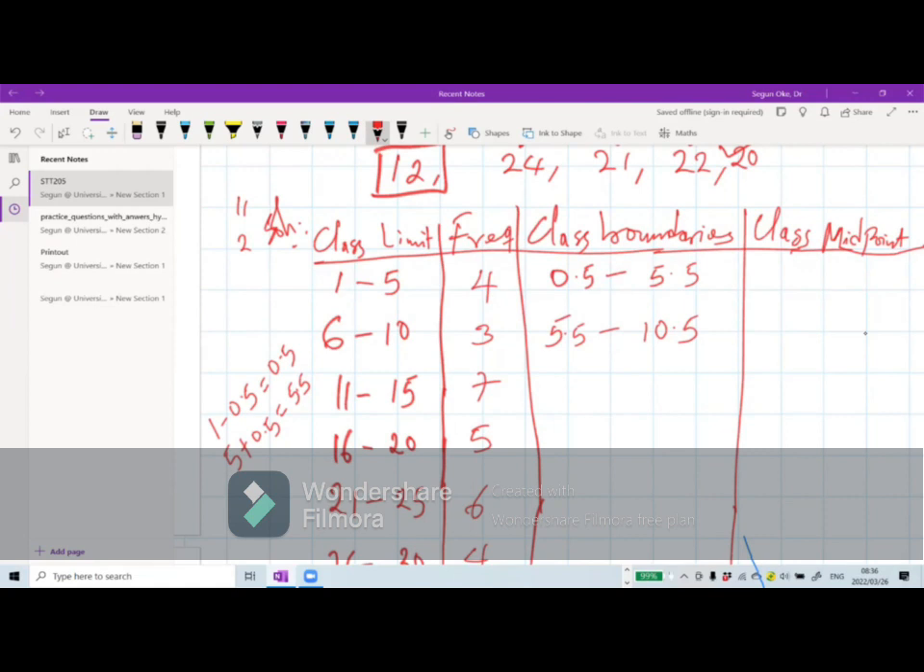Just check to yourself. That's how you know whether you are right in your class limit or not. Now, 11 minus 0.5 is what? 10.5, to 15.5. 16 will be what? 15.5, to 20.5.